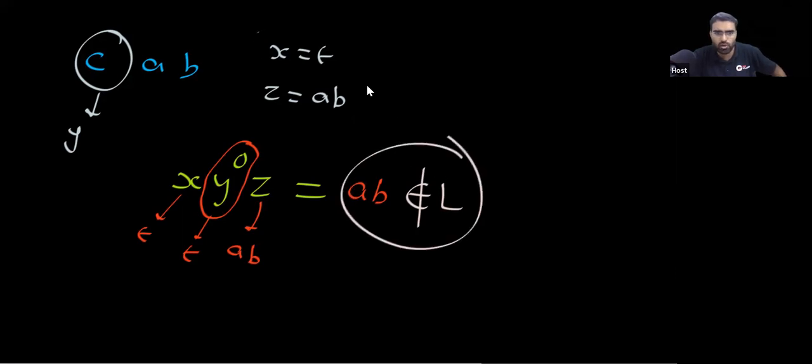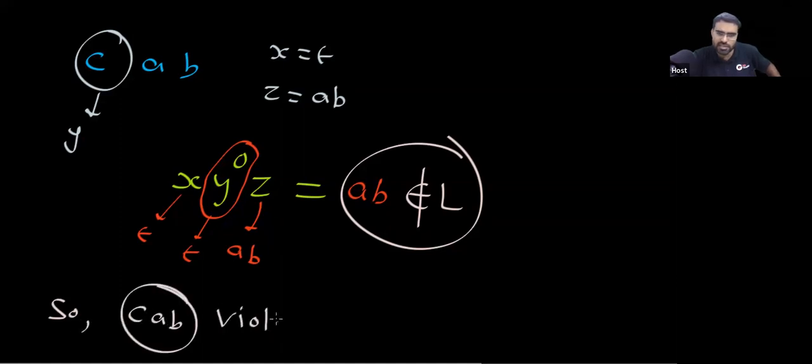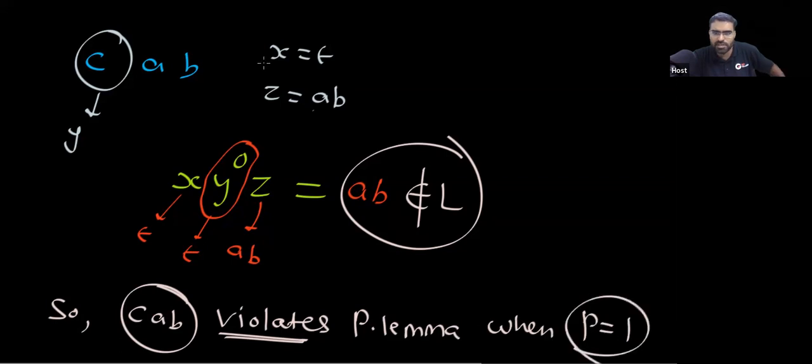So can I say this string violates the pumping lemma? Yes, this string violates the pumping lemma when you consider p equal to 1. Yes or no, is this clear? Very simple. So I can say p equal to 1 will not work. This is the conclusion: p equal to 1 will not work.